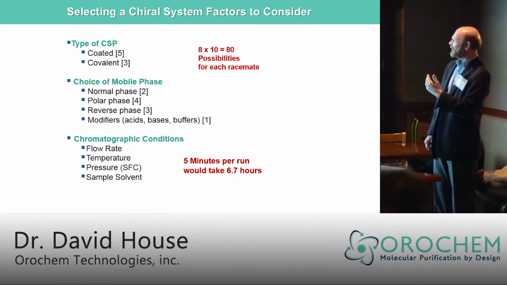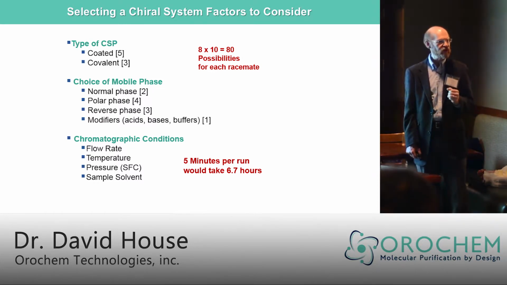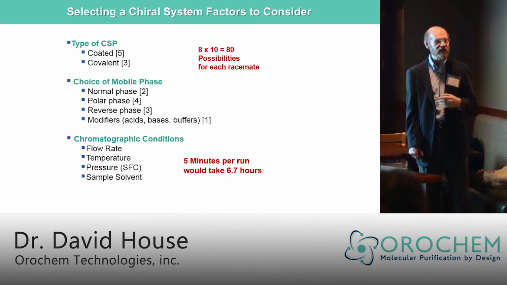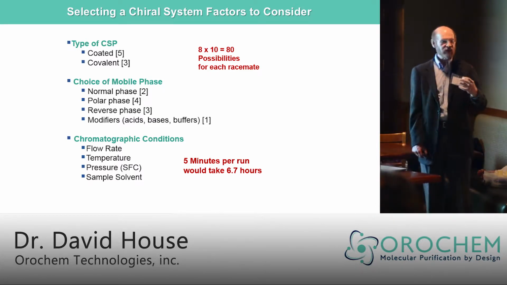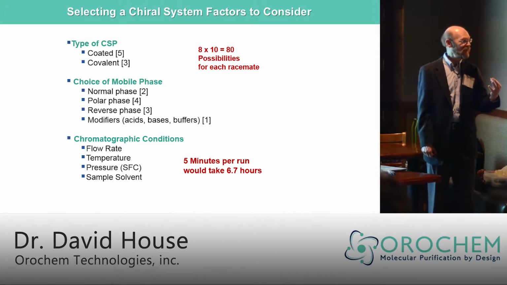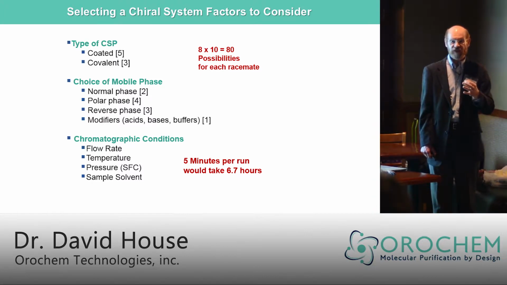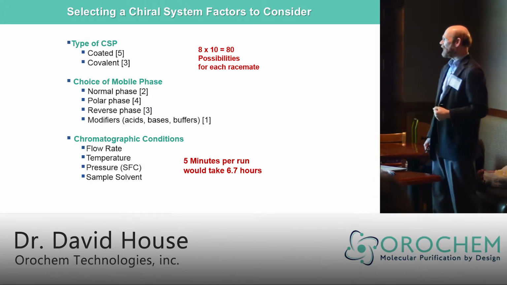Now, in selecting a chiral system, there are a number of factors to consider. For example, we've already mentioned the type of chiral stationary phase. We have 5 different types of coated phases that we look at. We also have 3 types of covalently bound phases that we look at. So that's a total of 8.